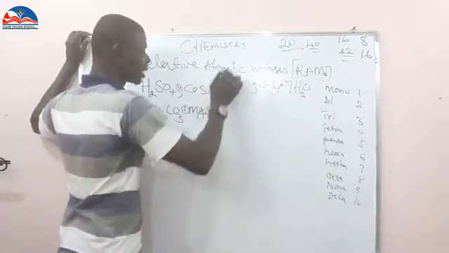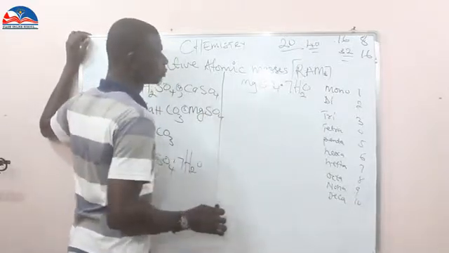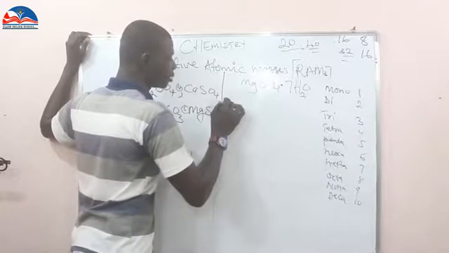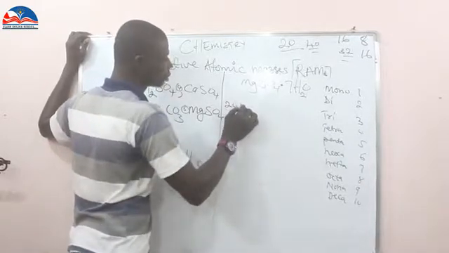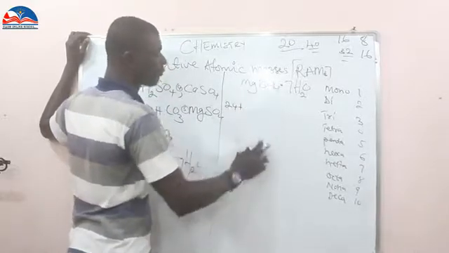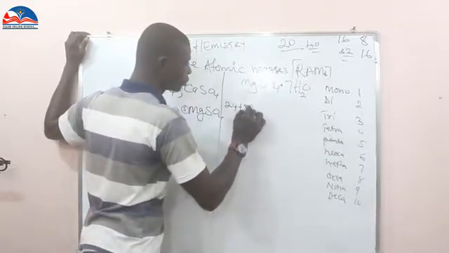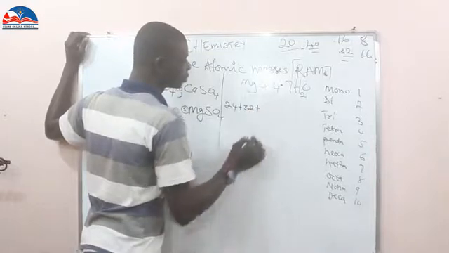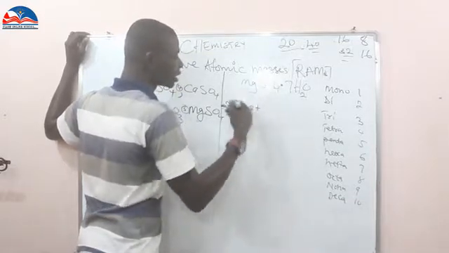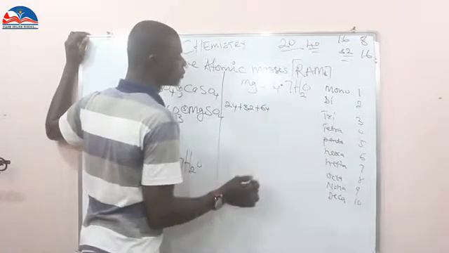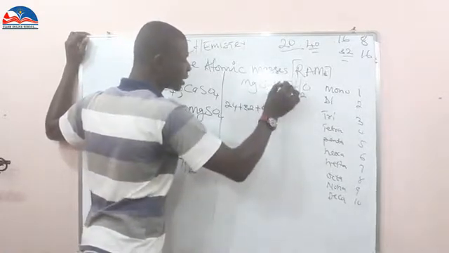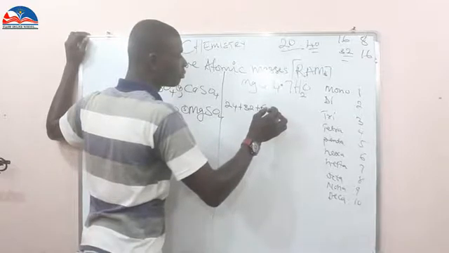You have your magnesium. Magnesium is 24 plus S, which is sulfur, 32, plus oxygen, which is 16. 16 times 4 will give me 64. This full stop here still means plus.